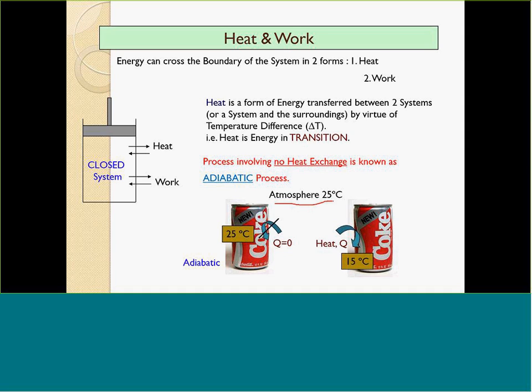Let's say the process takes place and reaches equilibrium at a certain temperature, equal to the atmospheric temperature. Here you can see the Coca-Cola can. The temperature is 25 here and 25 at the atmosphere, indicating there's no difference in temperature. So we call this an adiabatic process, with no change in heat. Then when there are changes in heat, we put the notation Q. That is the heat change.